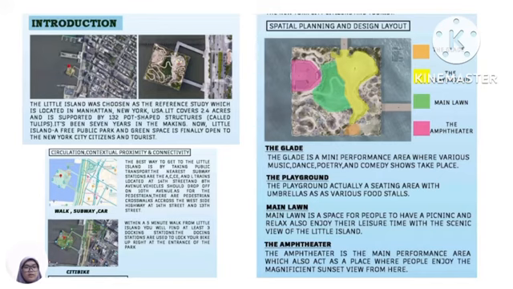For the introduction, the Little Island was chosen as the reference study, which is located in Manhattan, New York, USA. It covers 2.4 acres and is supported by 102 boat-shaped structures called Tulips. It took 7 years in the making. Now, the Little Island is a free public park and green space. It finally opened to the New York City citizens and tourists, also for children, students, and so on.